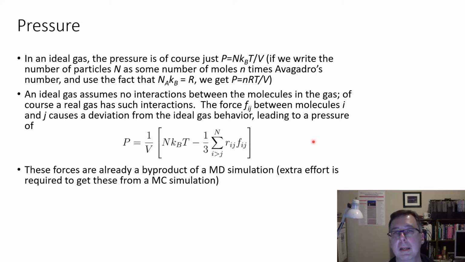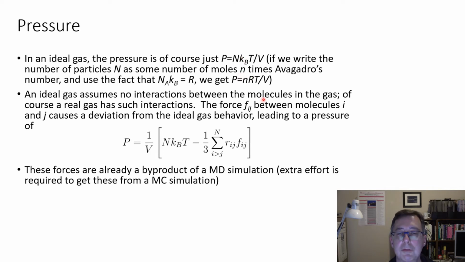Pressure I can get out of a simulation as long as I haven't somehow engineered the simulation to have a constant pressure. In an ideal gas, you might remember PV equals nRT. This is a slightly different way to write that, where I'm using N as the number of particles and kB the Boltzmann constant. I'm just using the fact that the Boltzmann constant times Avogadro's number is R, and so this is the same as this. Either way, if I had an ideal gas, we have these well-known formulas.